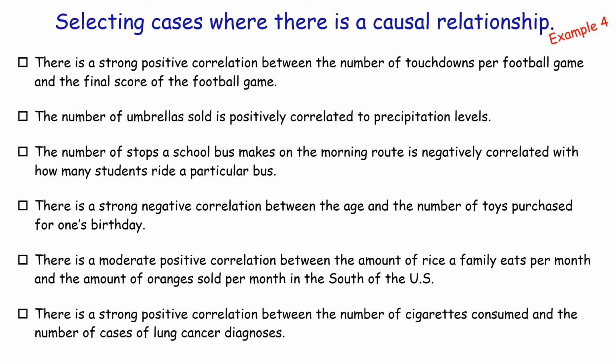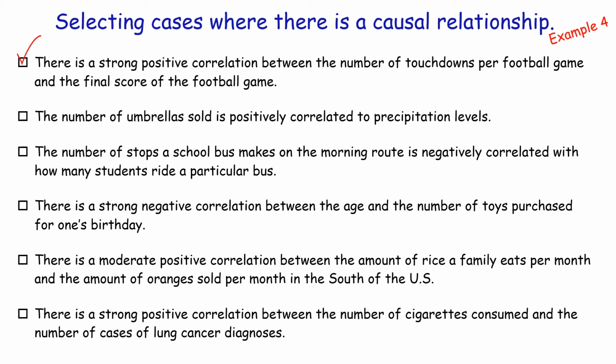Example 4, we want to select cases where there is a causal relationship. So the first one here says there is a strong positive correlation between the number of touchdowns per football game and the final score of the football game. Yes, the whole point of football is to score the touchdown, so that will of course affect the final score, so that would be a causal relationship.